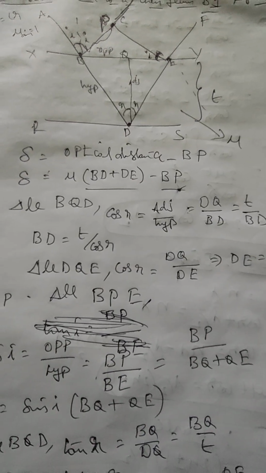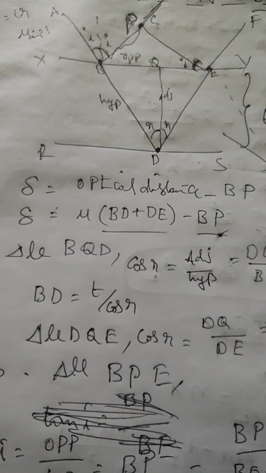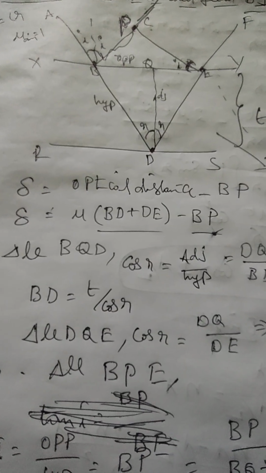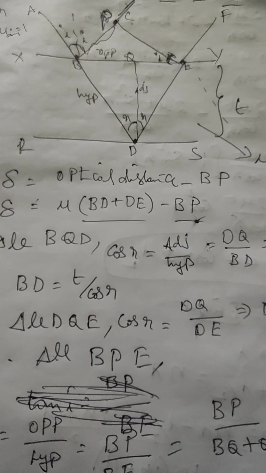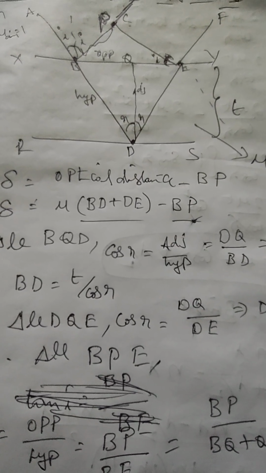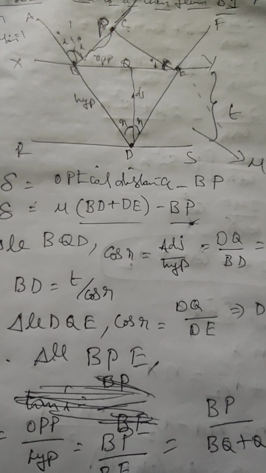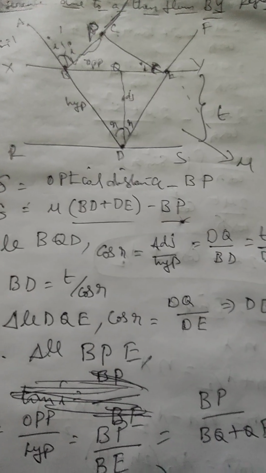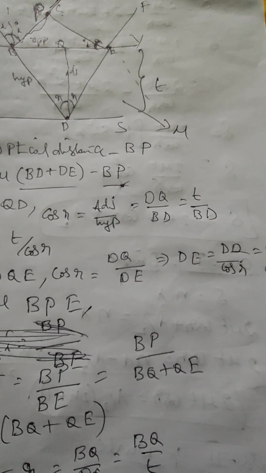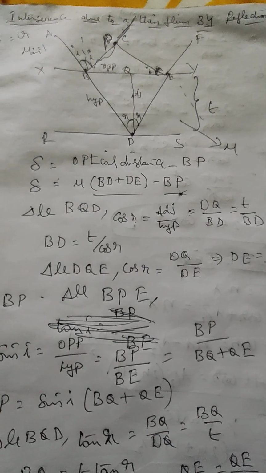How to evaluate the values of BD and DE? Here we consider the triangle BQD and choose cos. Why cos? We know the adjacent side value and need to determine the hypotenuse. So cos r is equal to adjacent side by hypotenuse, that is DQ by BD, equal to t by BD. Then BD is equal to t by cos r.